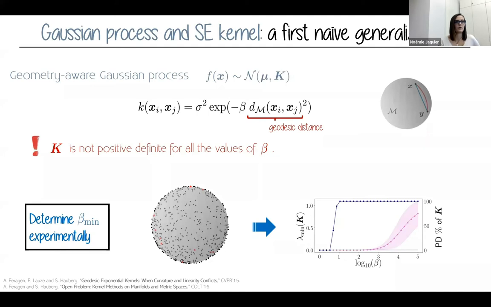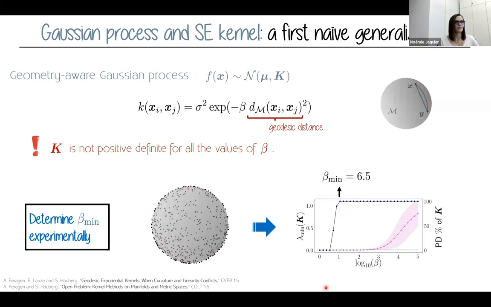So you can see here the curve that is telling us the minimum eigenvalue of our kernel, and this is the percentage of kernels that are positive definite according to the value of beta. The idea here is that you do several samplings of points, you compute several kernels, and then you take beta min as the value of beta such that all the kernels are positive definite. And then for all values of beta that are higher than that, you have positive definite kernels.